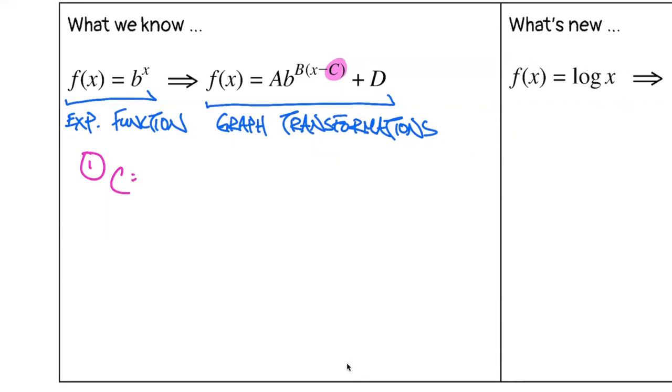Let's say I had X plus 5. What would that plus 5 tell us? It's going to move 5 units to the left. Perfect, right? So if we see a plus C, that means we move it to the left. And if we have a minus C, that means we move the function to the right, okay? All right, after C, we go to B, right? What does that B value tell us?